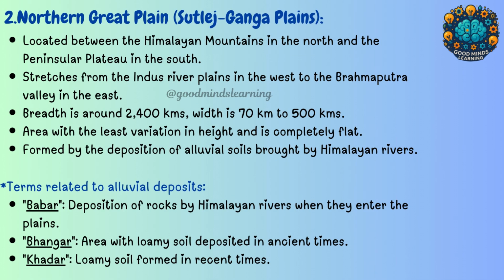2. Northern Great Plain. Sutlej-Ganga Plains. Located between the Himalayan mountains in the north and the Peninsular Plateau in the south. Stretches from the Indus River plains in the west to the Brahmaputra Valley in the east. Breadth is around 2,400 kilometers, width is 70 kilometers to 500 kilometers. Area with the least variation in height and is completely flat.